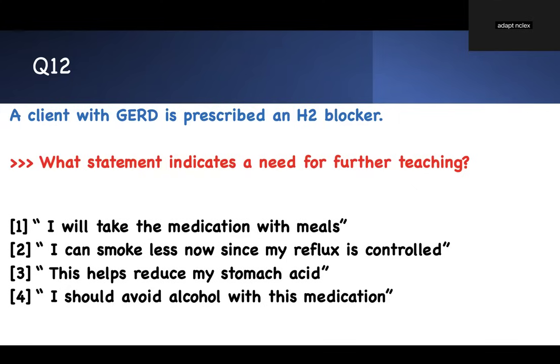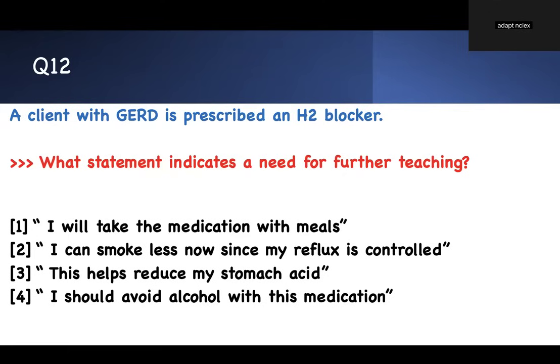They're not saying some things that are right with the medication. I will take the medication with meals. That's what they're saying. Do you think it's okay? I can smoke less now since my reflux is better. Should you smoke while you have GERD and are taking medication? This helps reduce my stomach acid. Do H2 blockers reduce your stomach acid?